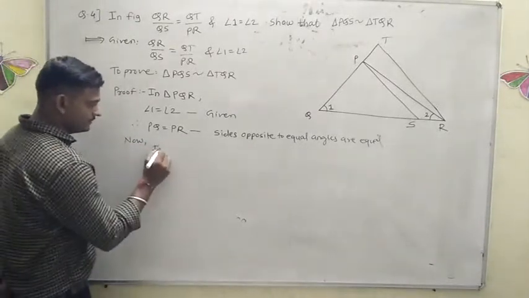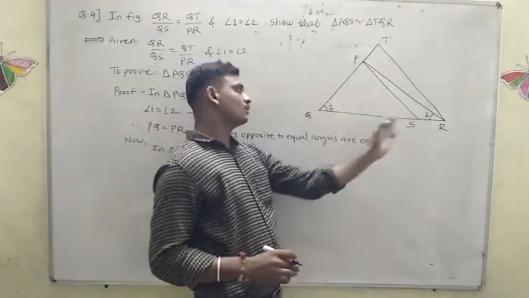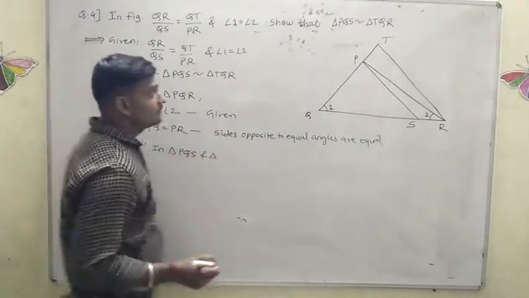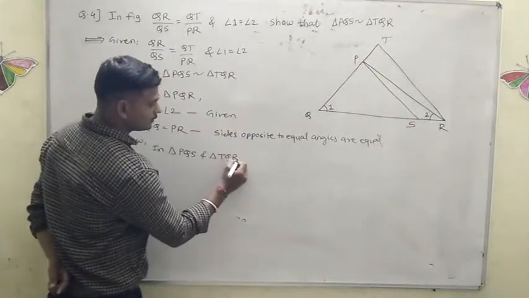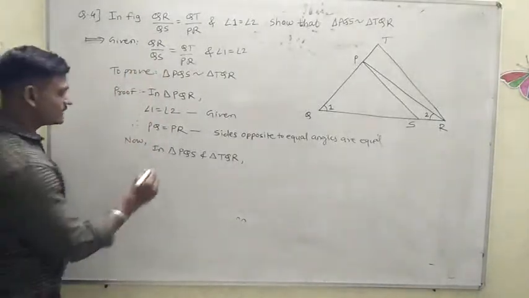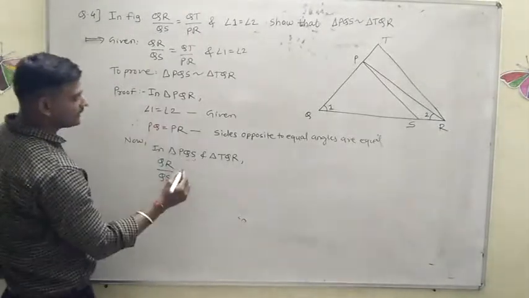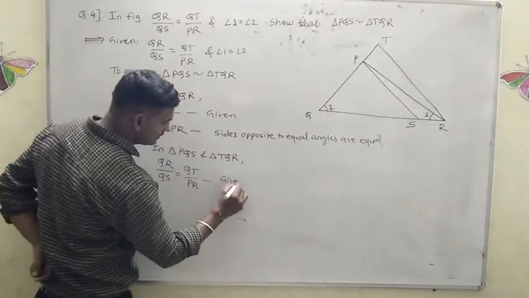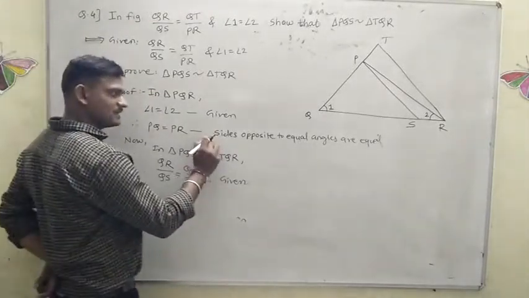Now we will consider two triangles. In triangle PQS and triangle TQR, see here in these two triangles, it is given that QR divided by QS is equal to QT divided by PR. What is the reason? It is given. Now mark this as equation number 1.